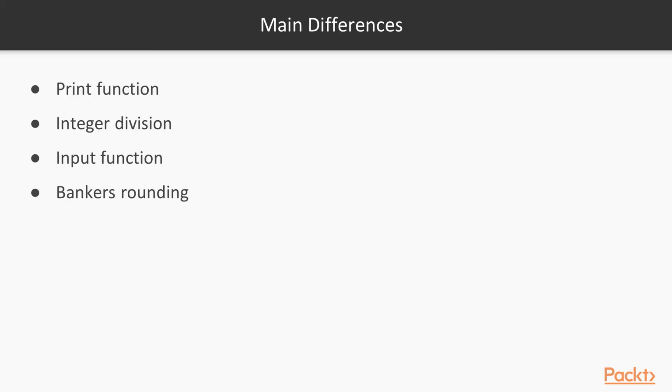Now, what are the main differences between these two versions? There are a lot of differences, but I'll just look at some of the main differences that you should be aware of. The first one is the print function. With Python 2, you never had parentheses whenever you were printing anything. But with Python 3, we've introduced parentheses whenever you're printing.